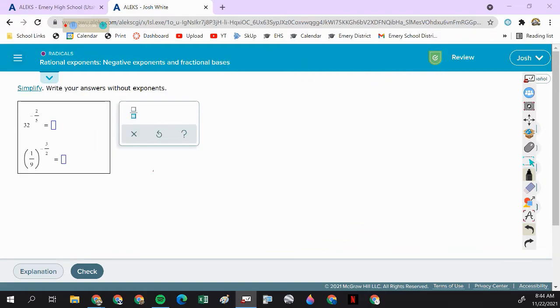All right, next one. This negative here is just going to flip that fraction upside down. So 1/9 to the negative 3/2 is exactly the same as 9 to the 3/2. And 9 to the 3/2 is just the square root of 9 to the third. The square root of 9 is 3, and 3 to the third would be 27.